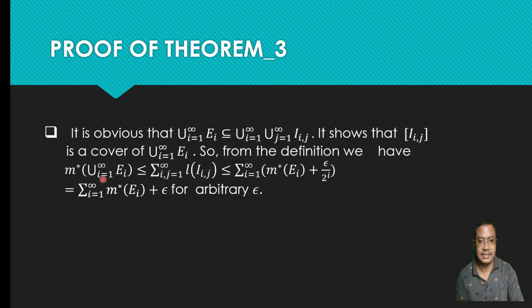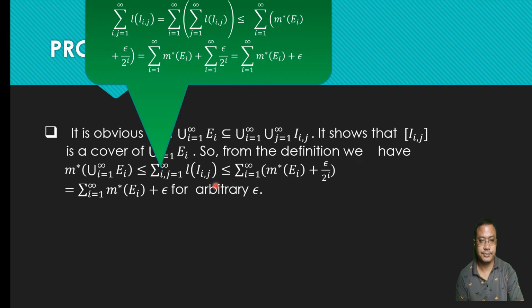Alright, so from the definition, the outer measure of this set will be less than or equal to the sum of the lengths of the intervals. After simplification, you can write it like this using the definition. Let us try to simplify this summation. How do you simplify? The summation over ij of the length of the interval I_ij is equal to the double summation, i running from 1 to infinity, j running from 1 to infinity, of the length of the interval I_ij.